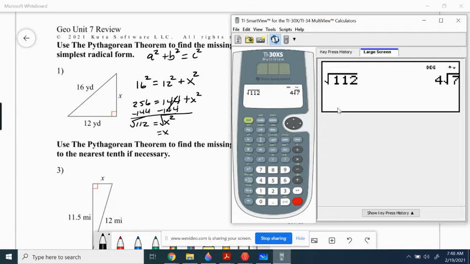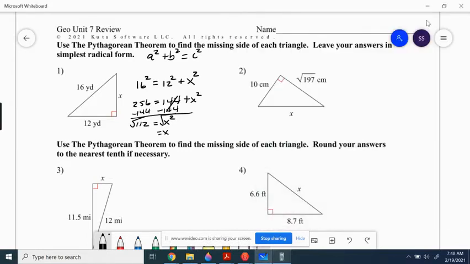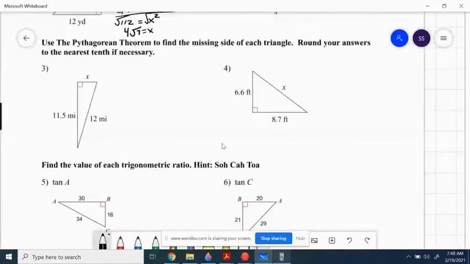For 3 and 4, you want a decimal answer, so we're going to hit this double arrow key. And there we go. So we got 10.6 if you want a decimal. For this first section, we're going to leave it in simplest radical form, so we're going to leave it as 4 times the square root of 7. All right, moving on.